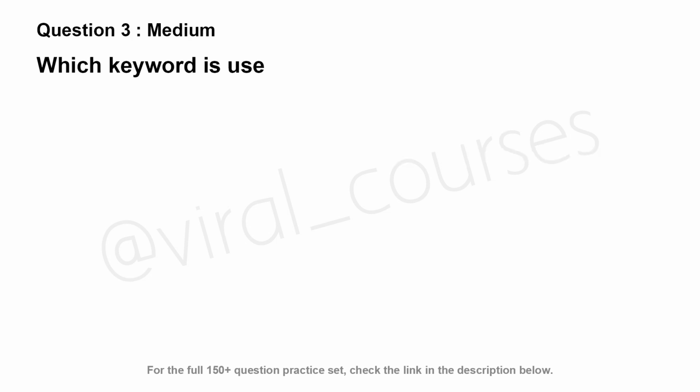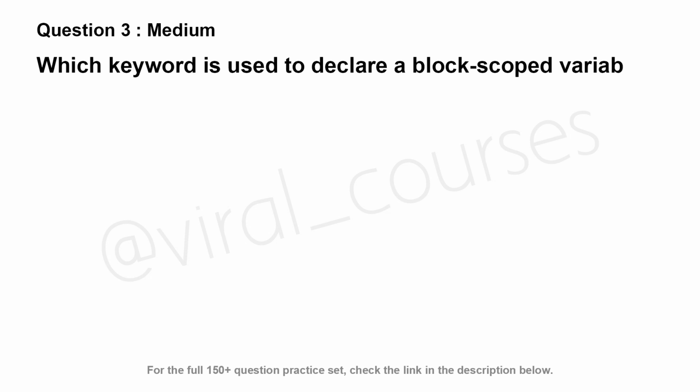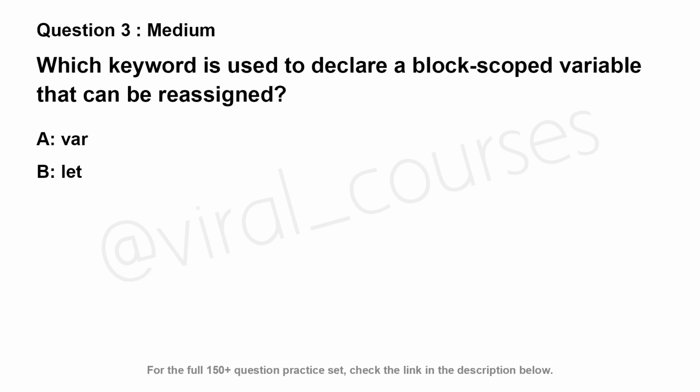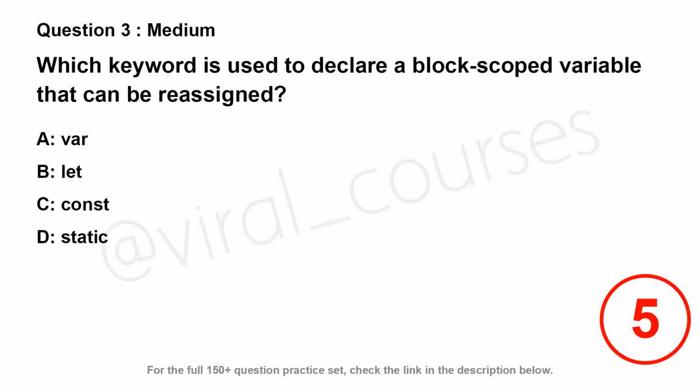Which keyword is used to declare a block scope variable that can be reassigned? Option A, var. Option B, let. Option C, const. Option D, static.